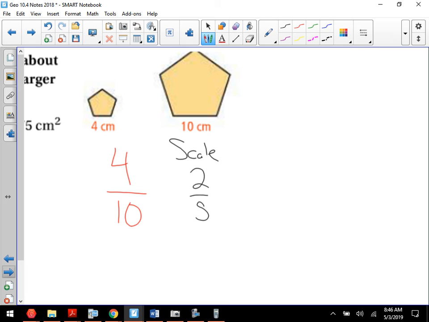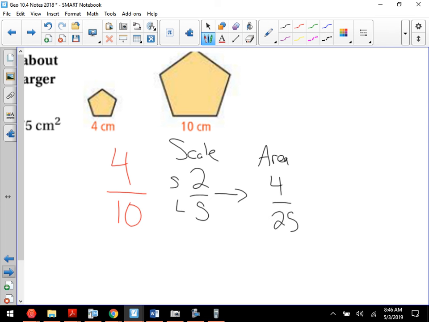Now, from small to large, because remember I'm going small to large in this case, if I want to figure out the area, I square it. So what's 2 squared? 5 squared? 5. So I get 4/25. Those are my areas.